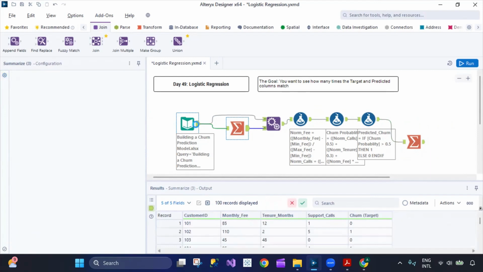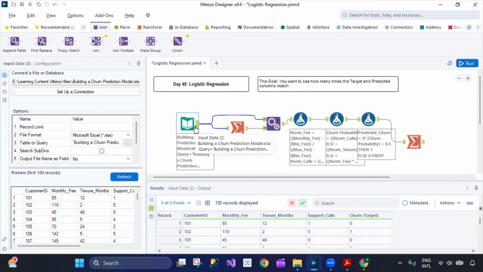The BPU is trying to understand, for each customer, the monthly fee and how it is impacting, what the tenure is, whether 12 months or 48 months, how many times that customer has called, and what the support calls were, like 1 time or 5 times. If you see row number 2 here, this customer has called 5 times in 2 months, and the churn target is 1.